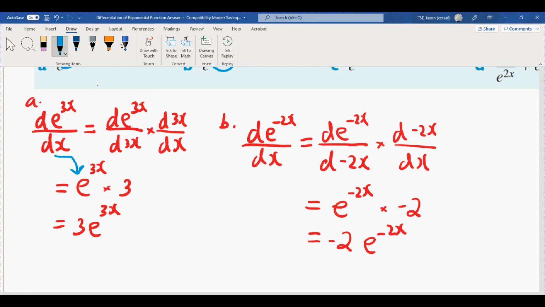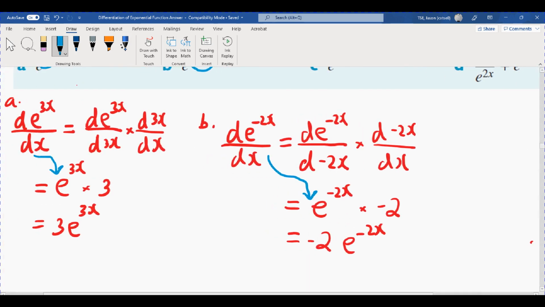So you can go straight from here to here, right? I just write e to the power 3x, and then times the derivative of 3x, which is 3. And you can go straight from here too, just skip the chain rule and go straight to the final result. You just rewrite e to the power minus 2x, and then you differentiate minus 2x, which is of course minus 2.